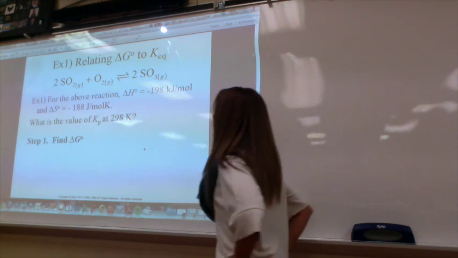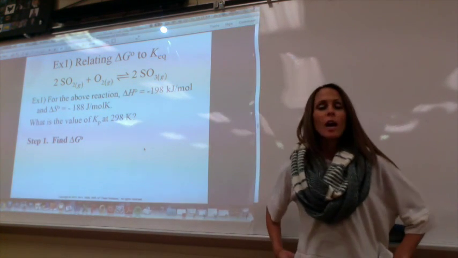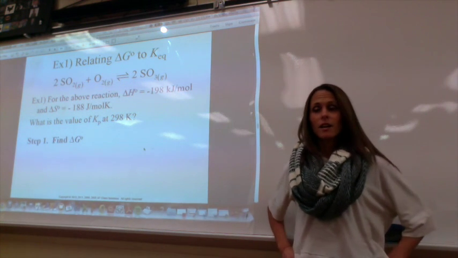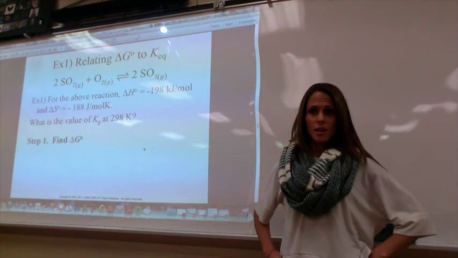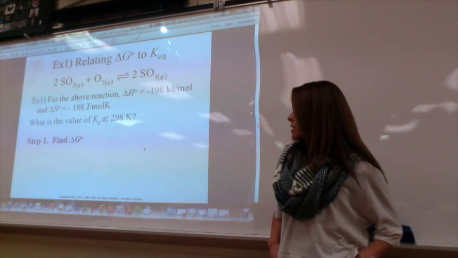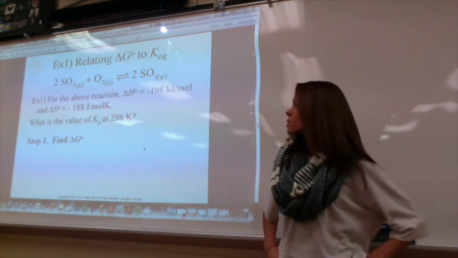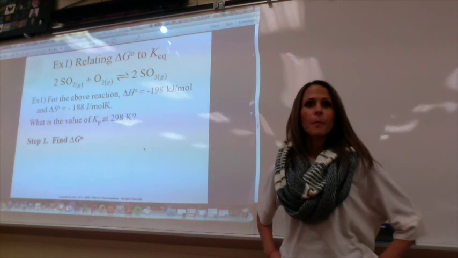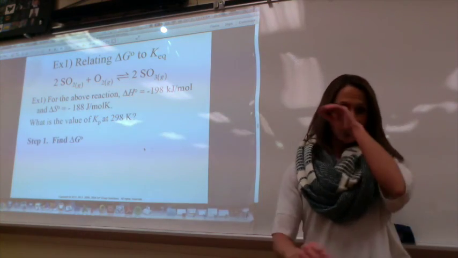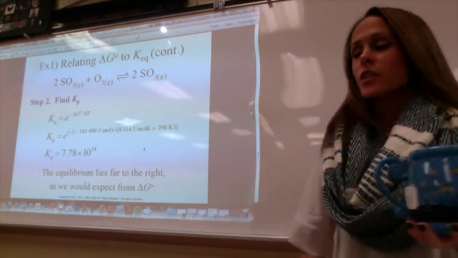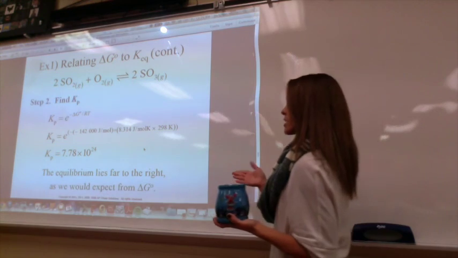All right, so first thing, if I'm looking for Kp, you have an equation that says delta G equals negative RTlnK, so that's where you're going with this. But you first have to find delta G. So this one you should do with a calculator. So I'm going to pause. Put this on here. So the answer is 7.78 times 10 to the 24th.